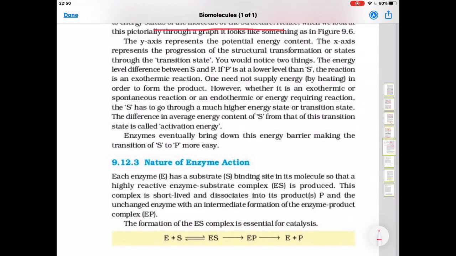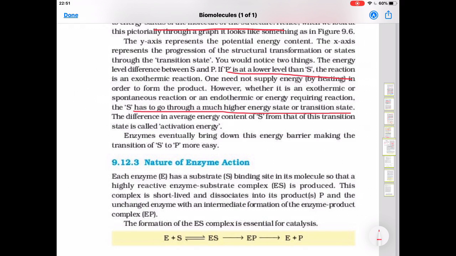So if P is at lower level than S, the reaction is an exothermic reaction. One need not supply energy in order to form the product. In the exothermic reaction, heat is released. However, whether it is an exothermic or spontaneous reaction, or an endothermic or energy requiring reaction, the S has to go through a much higher energy state or transition state. Whether it is exothermic reaction or endothermic reaction, one transition state is formed.